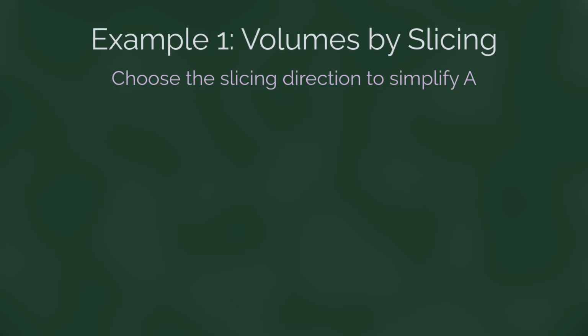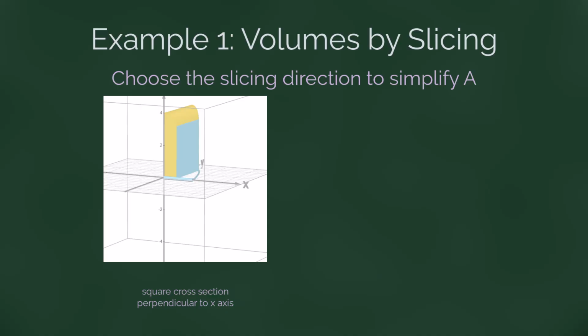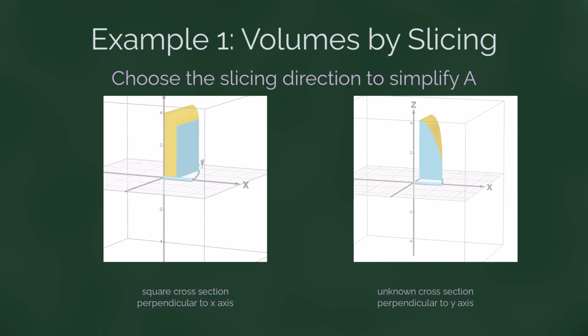The first step in our strategy is to choose an appropriate slicing direction. We choose to simplify the area formula. Our first option is to slice perpendicular to the x-axis, in which case we get square cross-sections as shown here. If instead we opt to slice perpendicular to the y-axis, we get a cross-section of unknown area as shown in the picture here. Since we know the area of the cross-section when we slice perpendicularly to the x-axis, that is the option that we will choose.